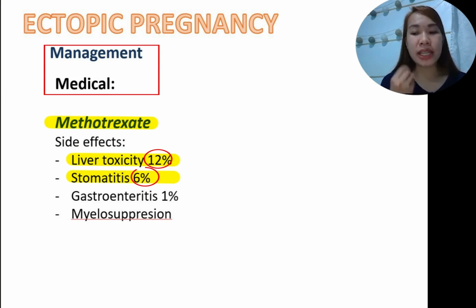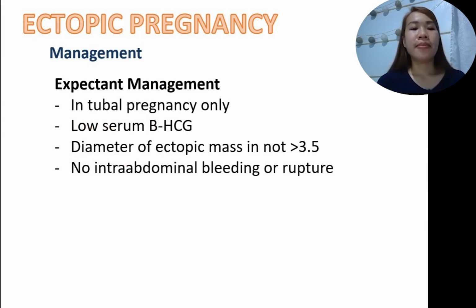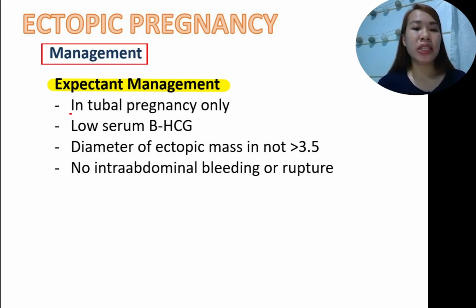Stomatitis, meaning there is inflammation of the mucosa of the mouth and the lips. Gastroenteritis, inflammation of the GI tract. And myelosuppression. Since it is a folic acid antagonist and a chemotherapeutic agent, it causes myelosuppression. And take note, class, we can only perform expectant management in tubal pregnancy only.